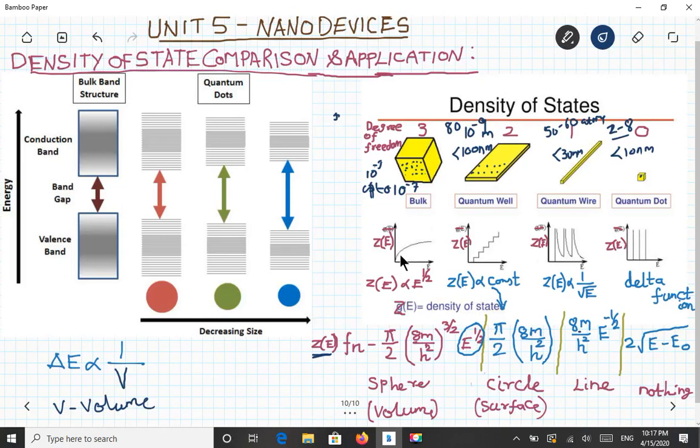Whereas if you see the bulk material, it is very continuous. Here also it is continuous. There is no gap in between. But here there is a gap in between, which is discrete. So this many energy levels and no other than that. So that's the meaning of this delta function, and this is the quantum dot, whose size is less than 10 nanometer, and the number of atoms used is 2 to 8 atoms. That's it.